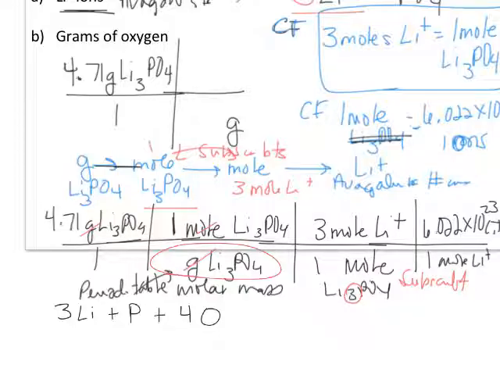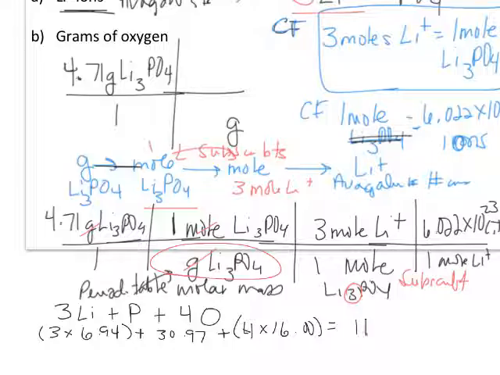So this ends up being, if you look at the periodic table, you see lithium is 6.94. You got 3 of those. Phosphorus is 30.97. You only have 1 of those. And then oxygen, you have 4. 4 times 16.00. And you add that up, and you should get about 115.793 grams per mole. If you put that in your equation, 115.79 grams, you put in your calculator 4.71 divided by 115.79 times 3 times 6.022 times 10 to the 23rd.